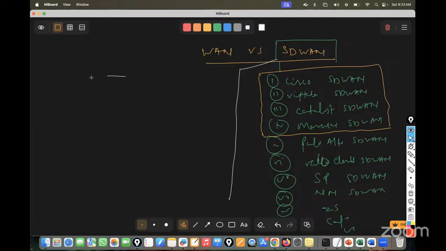We have one single router. Let's suppose this is a router. This router has all 3 planes. What are the 3 planes? They have the data plane. They have the control plane.